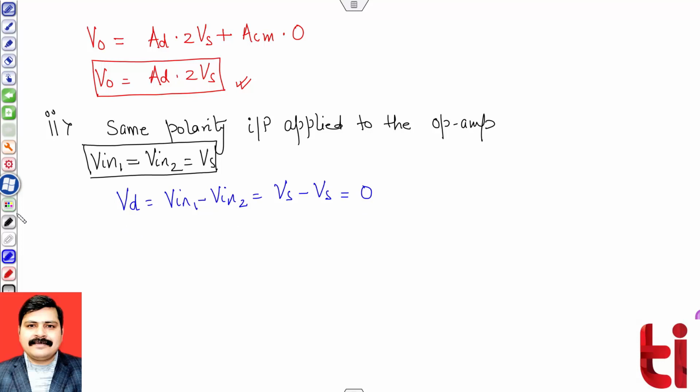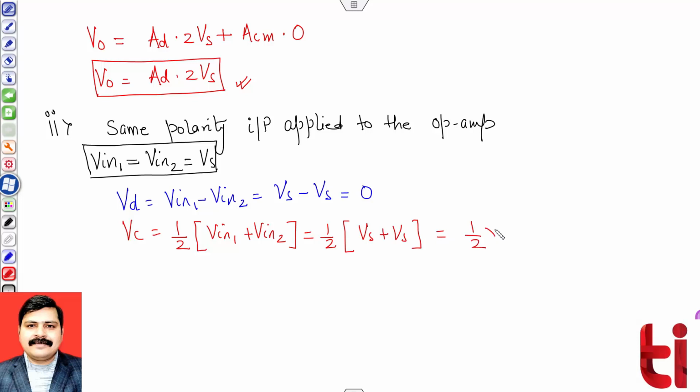And the case for common mode signal Vc, this will be equal to 1 by 2 of Vin1 plus Vin2, and this will be equal to 1 by 2 of Vs plus Vs. So ultimately equal to 1 by 2 multiplied by twice Vs, or ultimately my Vc will be equal to Vs only. So let us calculate the value of output voltage for this category.